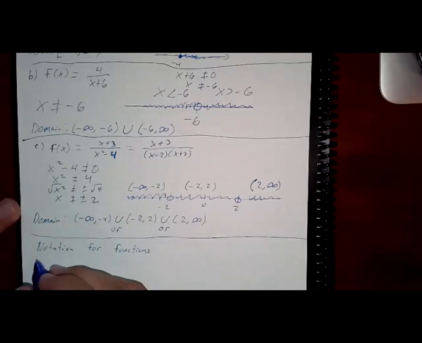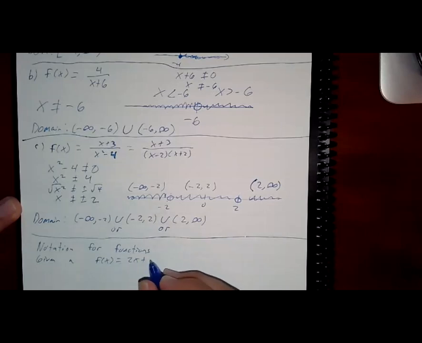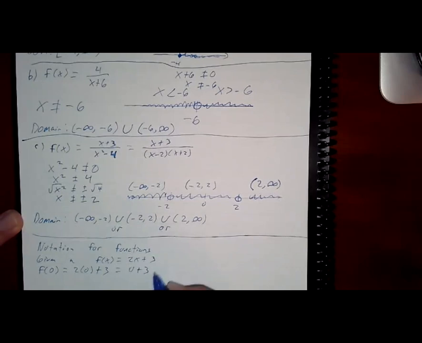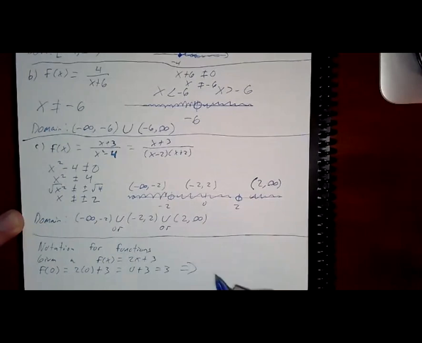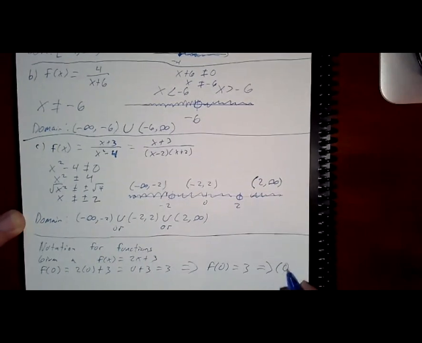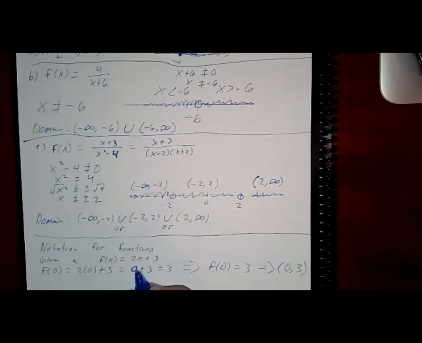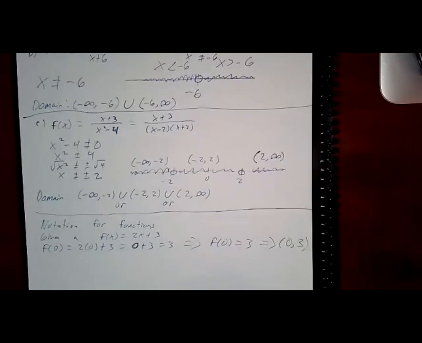Okay, so given a function f of x equal to 2x plus, I don't know, 3. F of 0 means you plug in a 0 for all your x's. So that would be equal to 0 plus 3, which is 3. So that means f of 0 is equal to 3, which is the same as writing the point (0, 3). That's what all this notation means, because if you're not used to the notation, it's weird. Does that make sense?